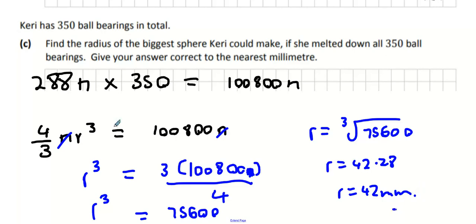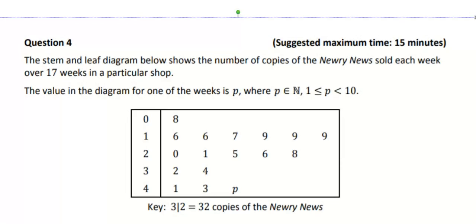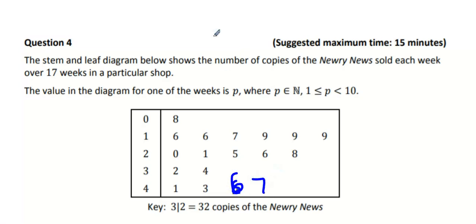Okay, let's have a look at question 4. We have a stem and leaf diagram below, which shows the number of copies of New Renew sold each week over 17 weeks in a particular shop. The value in the diagram for one of the weeks is P, where P is an element of N. So that just basically means P is a natural number, like P has to be bigger than 3, so it could be 5, could be 6, could be 7. It just has to be a natural number, is what they're basically saying there, okay?